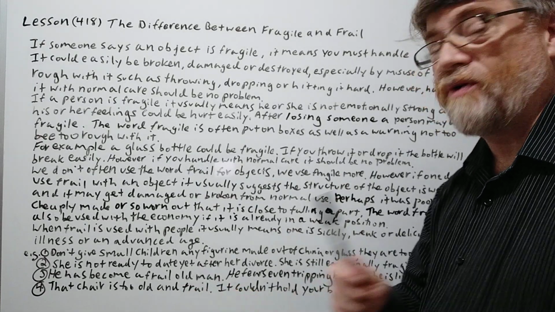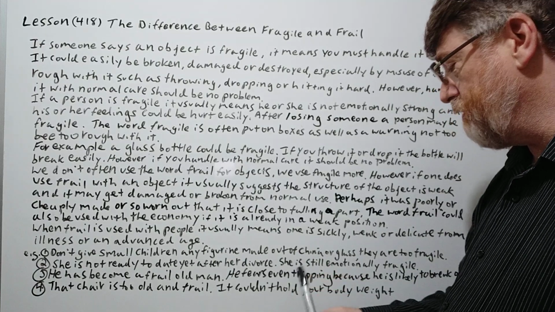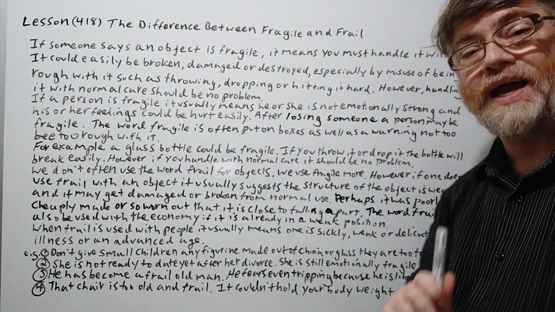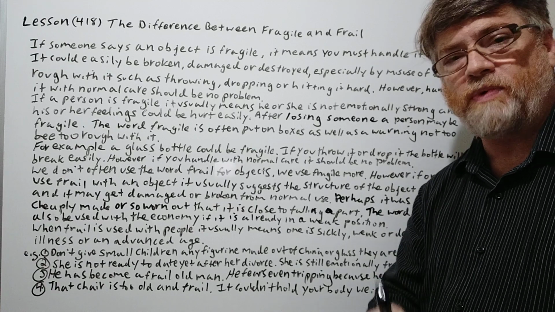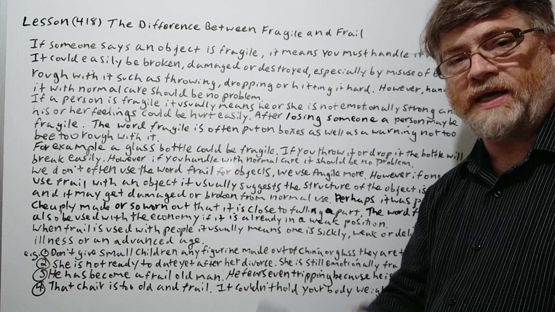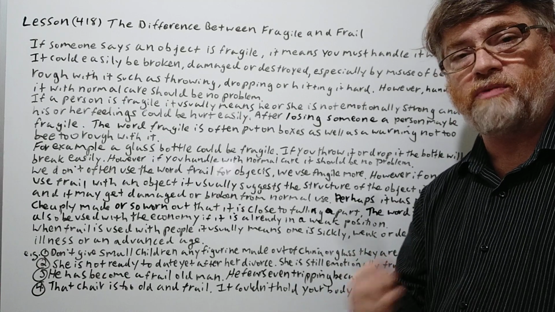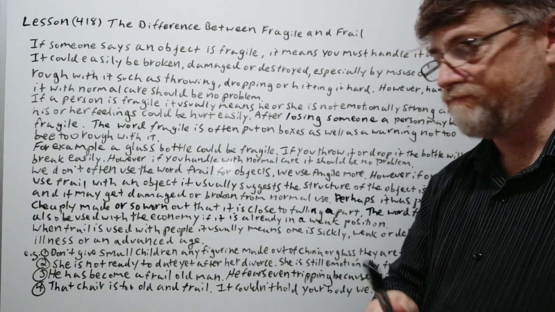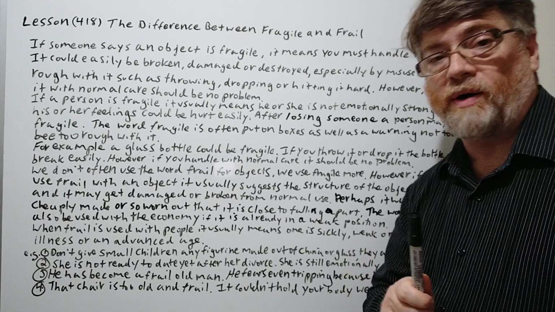All right, number 3. He has become a frail old man. He fears even tripping because he is likely to break a bone. So again, frail with people is more physical. Your body is physically weak, especially if you fall down and your bones could break easily. You are more frail.